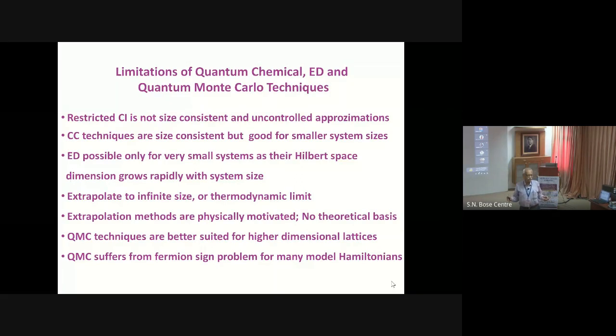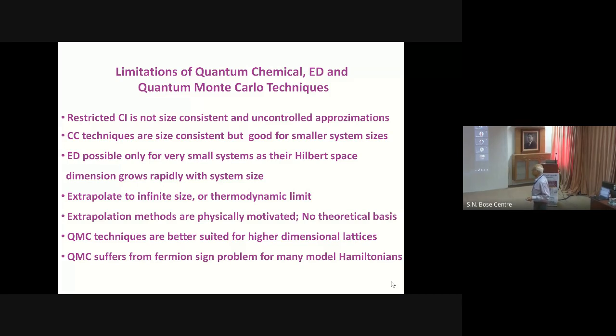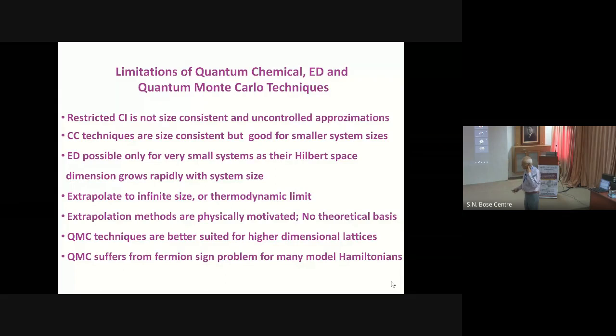I gave an introduction to many body techniques, and there are many problems with them. Restricted CID is not size consistent and is an uncontrolled approximation, and coupled cluster techniques are size consistent but good only for smaller systems. ED is again possible only for smaller systems as its Hilbert space dimension grows exponentially with system size, and extrapolation to the infinity thermodynamic limit is something that does not have a theoretical basis by itself.